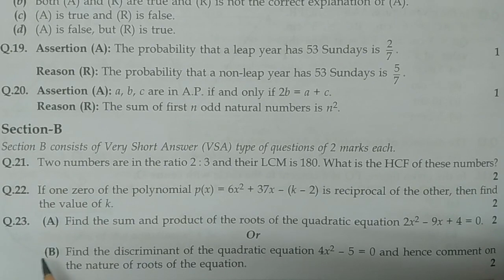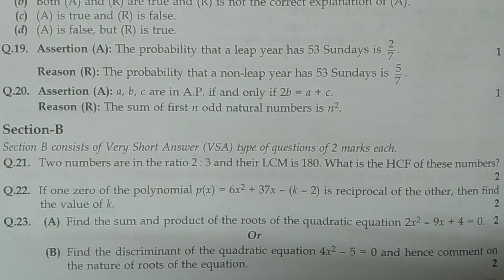Now question number 23: find the sum and the product of the roots of the quadratic equation 2x square minus 9x plus 4 equal to 0. Or there are options, either you can do this or that: find the discriminant of the quadratic equation 4x square minus 5 equal to 0, and hence comment on the nature of the roots of the equation. So either you are doing that question or this question, but it contains only 2 marks. So we have completed question number 23.